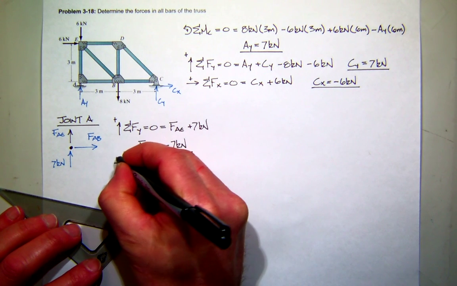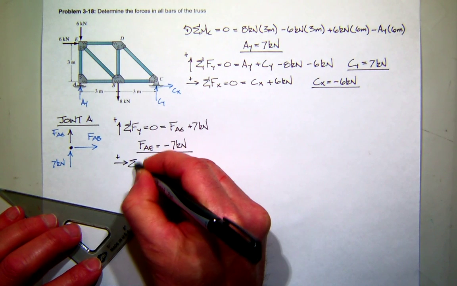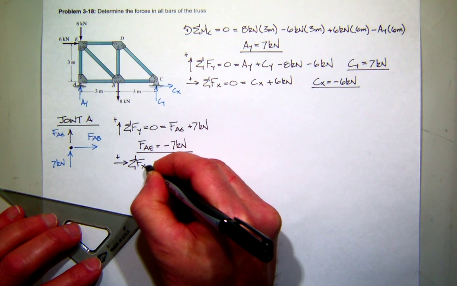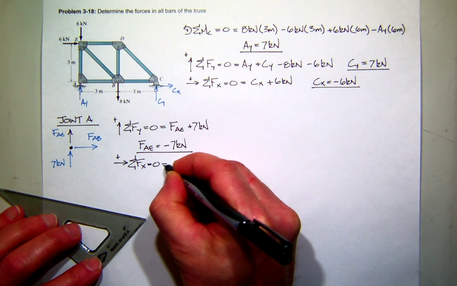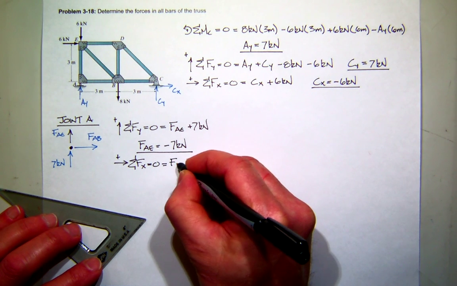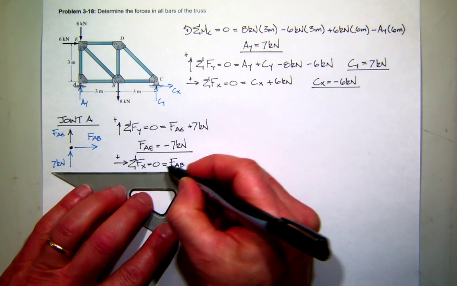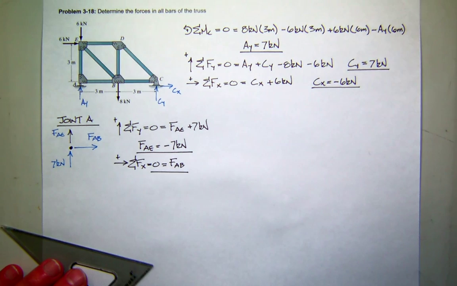And then, as you guys noticed before, if I sum forces in the x direction, and if I assume to the right is positive, all I have is the force in AB. So that's a pretty easy one to solve. It's 0. So 2 down, 5 to go.